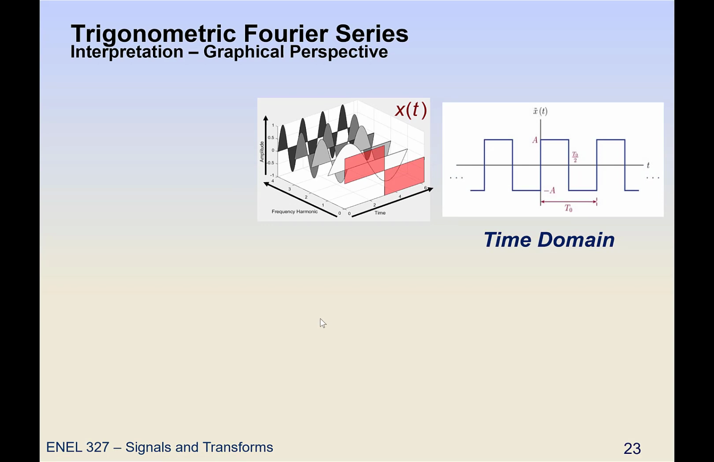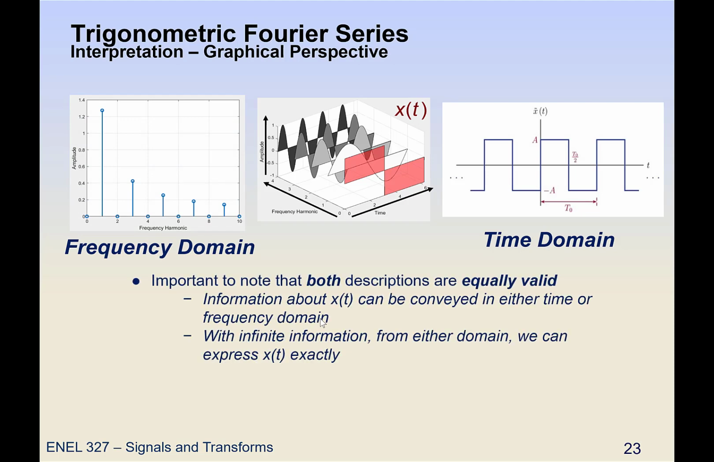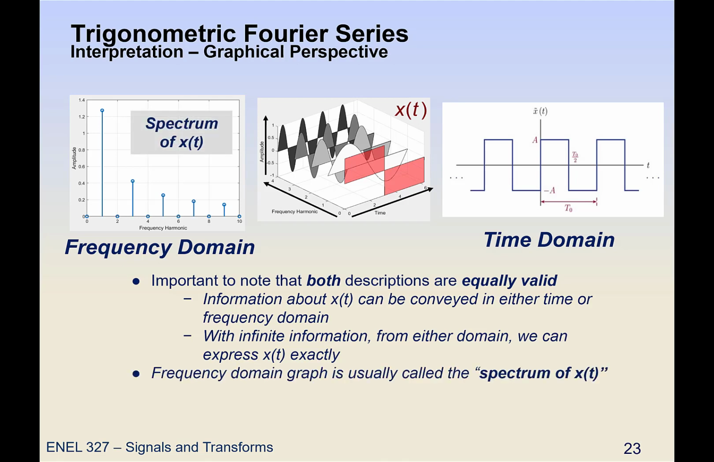Okay, so now we have a time domain perspective of x of t, and we have the frequency domain perspective of x of t. It's important to note that both of these descriptions are equally valid. The information about x of t can be conveyed in either the time or frequency domain. And with infinite information from either domain, we can express x of t exactly. The frequency domain graph of x of t is usually called the spectrum or the frequency spectrum. So you hear that terminology as well.